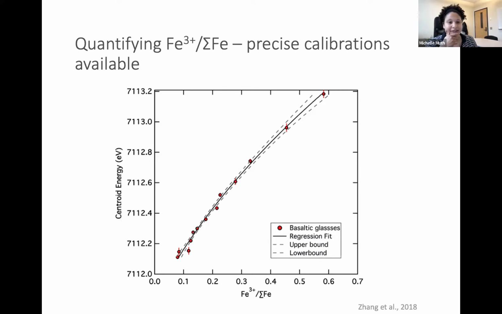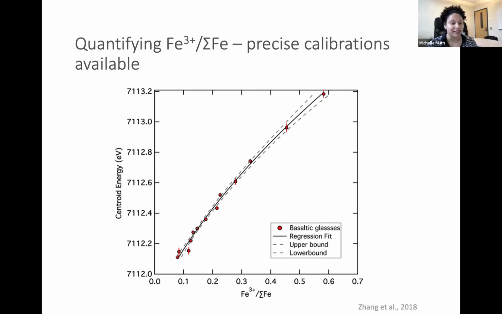I did not include any fitting information in this talk, but I'm happy to talk about that more if anyone's interested. The basic takeaway here is that we're able to take advantage of some fairly precise calibrations. This plot is the calibration that we used in this study. It's based on a suite of experimental samples, and it's based on Mossbauer analyses of these same samples. So the x-axis of this plot is the suite of glasses and the ferric ferrous values measured using Mossbauer, and the y-axis is the centroid value measured using iron XANES. You can fit a pretty good regression through these glasses and use them to back out ferric ferrous ratios based on the centroid values.